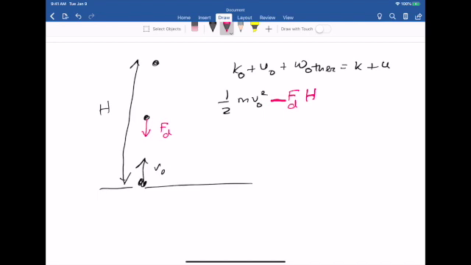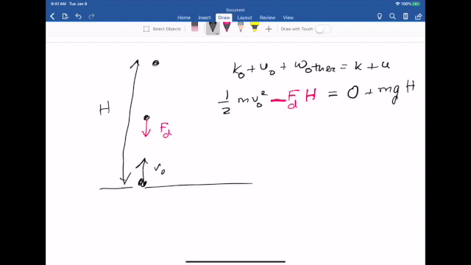Does it make sense that the work is negative? Yes, because the force is pointed downwards and the object is moving upwards. So the work is going to be negative. All right, so we are done with the left side of this equation. Let us put in the kinetic and potential energy at the final point. The kinetic energy would be 0 because it comes to a rest, and the potential energy will be mgh.